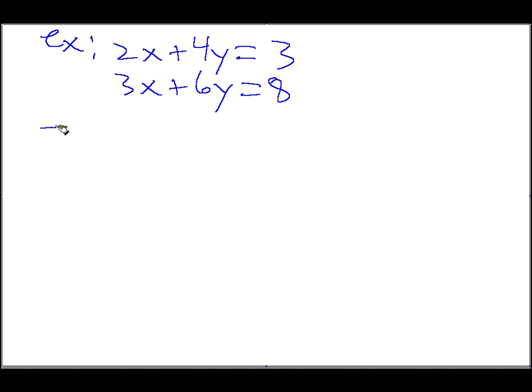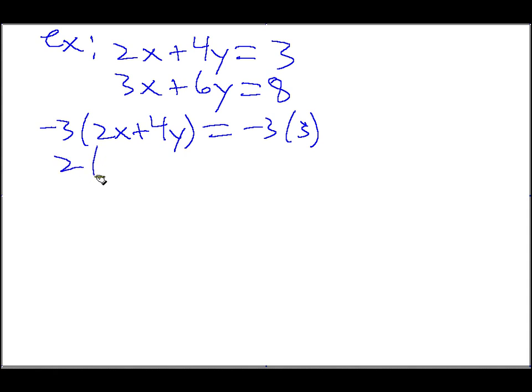So let me do negative 3 times 2x plus 4y. Again, negative 3 to both sides, negative 3 times 3, this 3 right here. And then how do I get this 3 to be a 6? Multiply by 2. So 2 multiplied to 3x plus 6y, and 2 times 8. Sketchpad can go funny on me at a certain point in the lecture, so bear with me on that. I'll try to minimize those interruptions as much as possible.